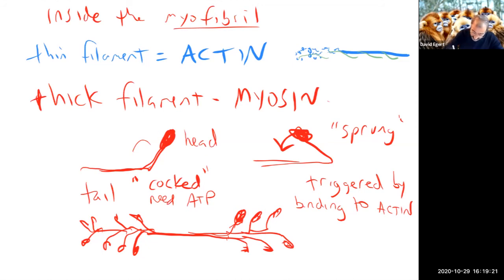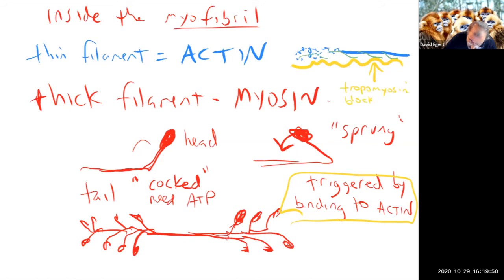So like I said, this is going to be triggered by binding to actin. So if we don't want the muscle to contract, we need to make sure we block the binding sites on the actin. So actin actually has a protein that's associated that blocks the binding sites called tropomyosin. So when the muscle is not contracting, we're going to have this other protein in the way.